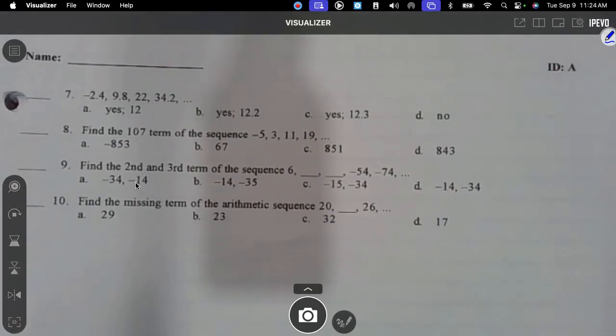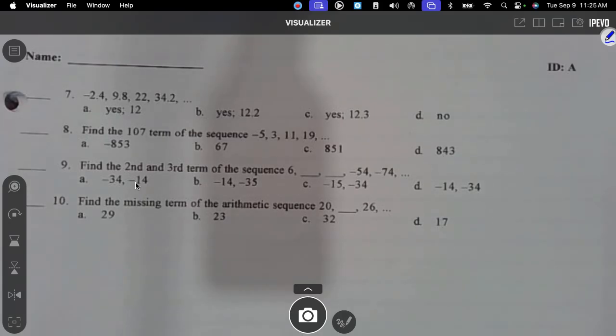Okay. Number 7, we're about to fly through these. Is this an arithmetic sequence? So what are we doing? Adding 12.2. And y'all, if you don't know, why don't you just try the answers out and see if they work? But you're adding 12.2 every time. So your answer for 7 is B.